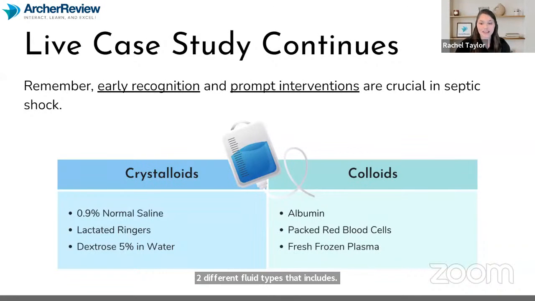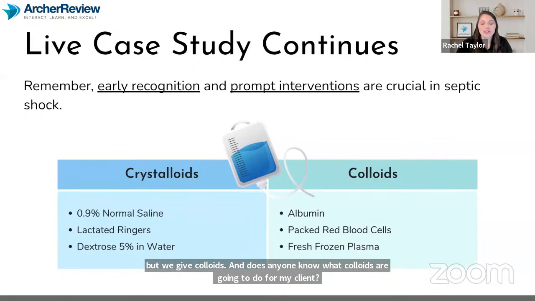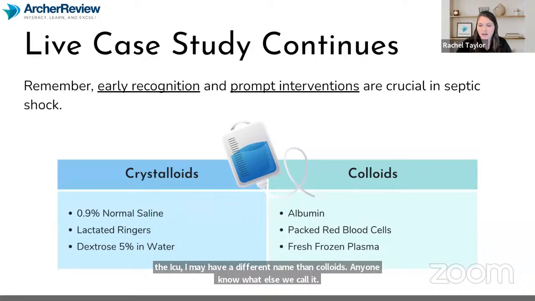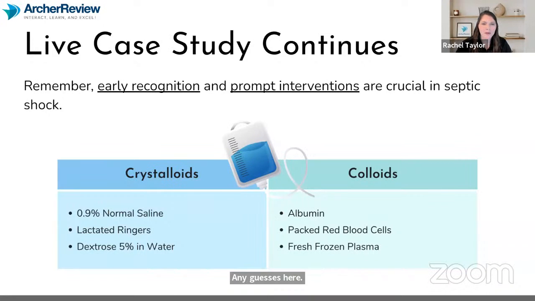So here is my little tip. Crystalloid fluids are going to be clear. When I hold them up, they are crystal clear and I can see through them. With colloids like albumin, we can't see through them, but we give colloids. And does anyone know what colloids are going to do for my client? What are they also called? If I were to be using them in the ICU, I may have a different name than colloids. Anyone know what else we call it? Any guesses here? So we would also call them plasma volume expanders.